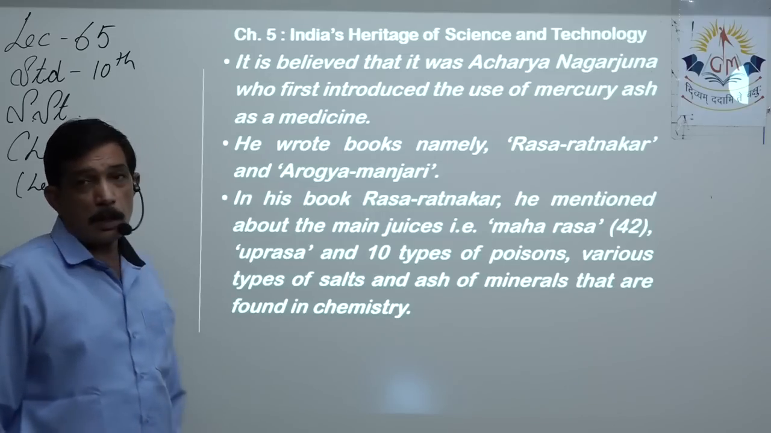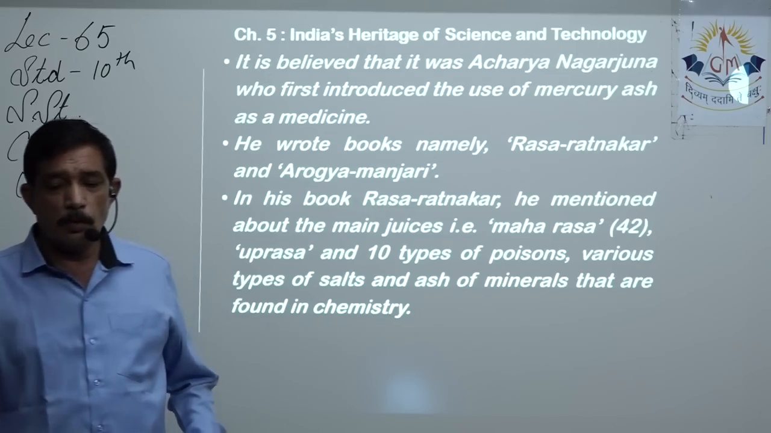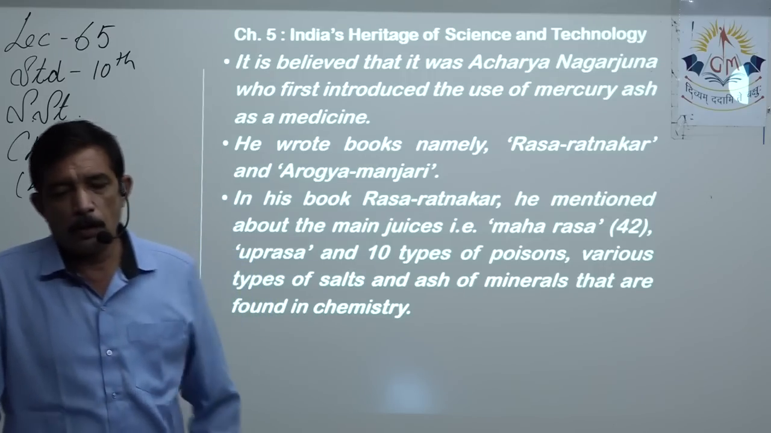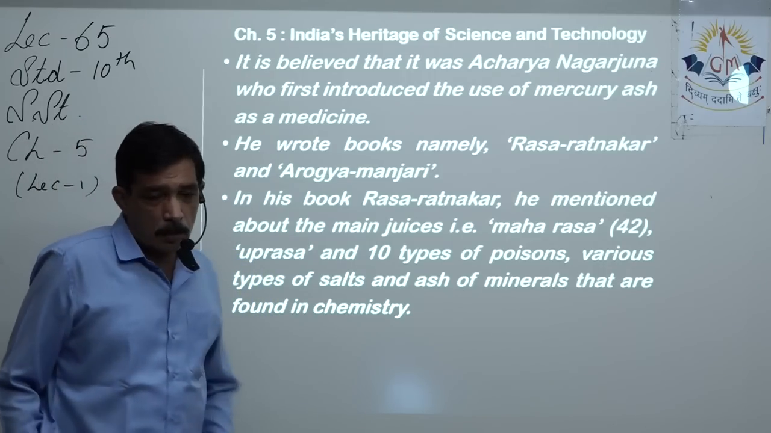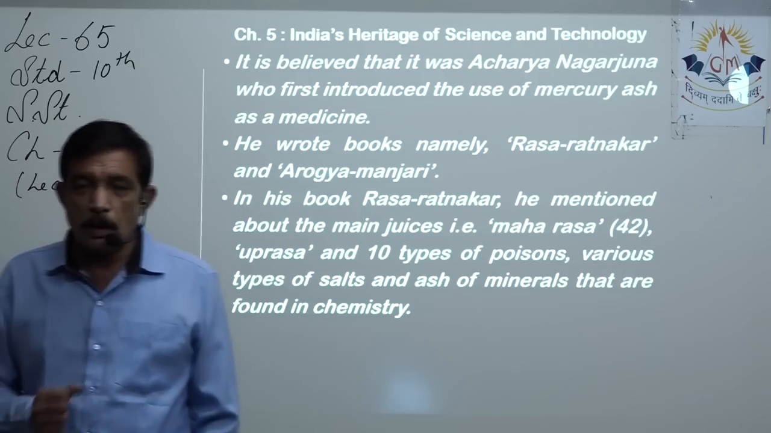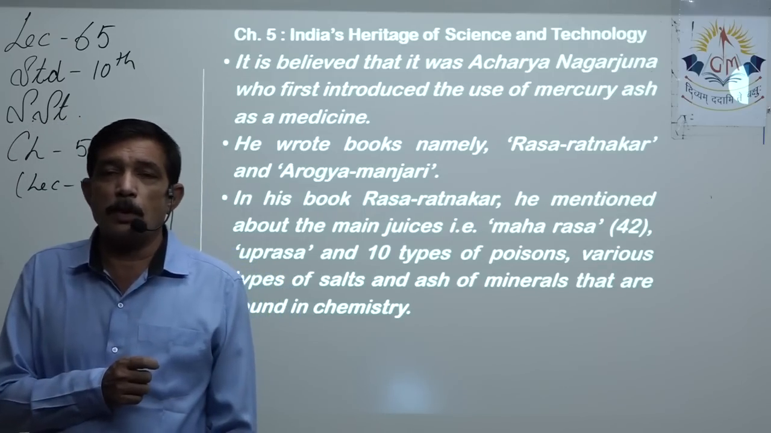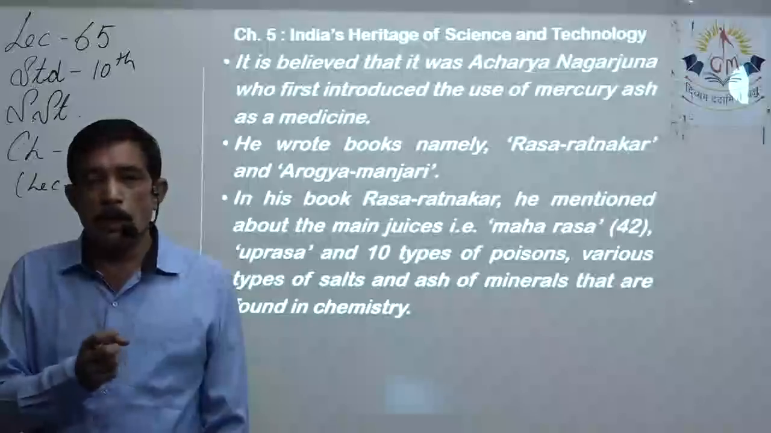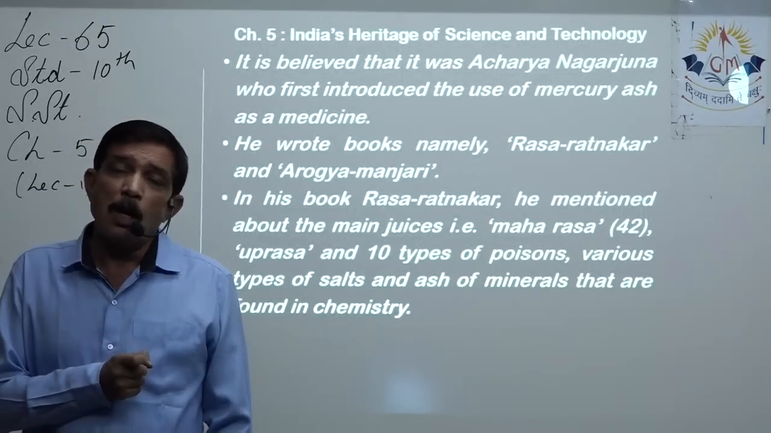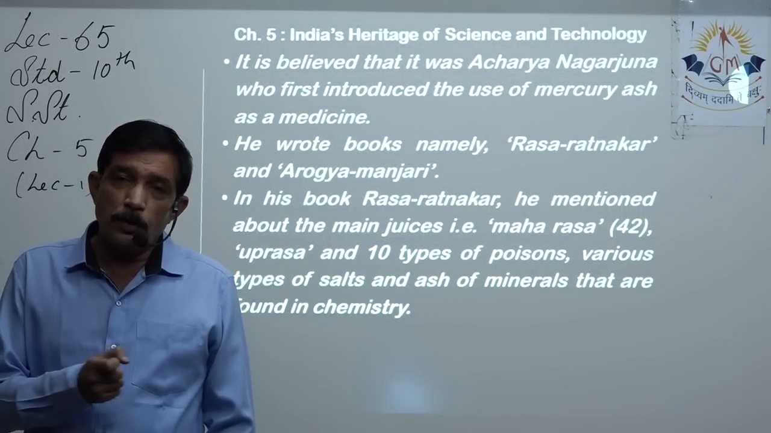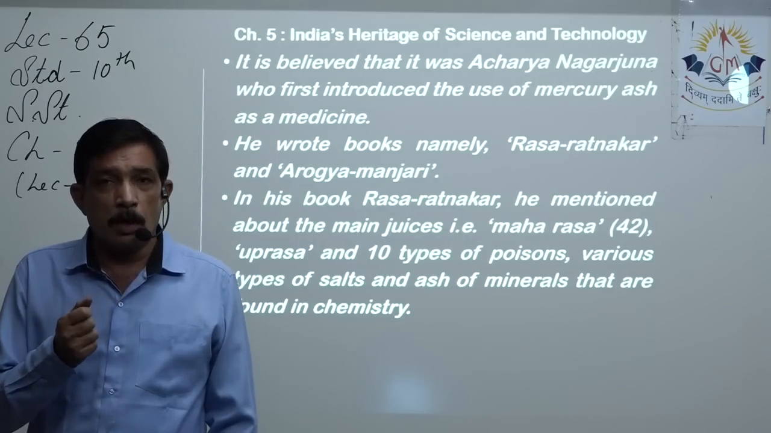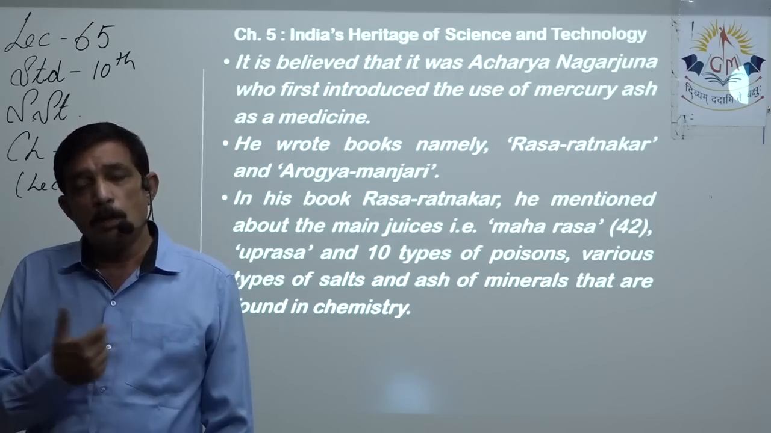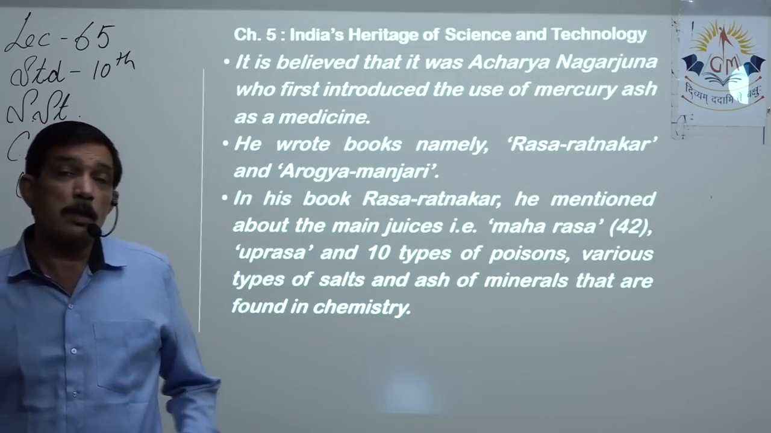He has written two books, namely Ras Ratnakara and Arogya Manjari. Rasa means juice, but we say ras. Ras is the extract of, say, a fruit, what we call juice, right? So ras is an extract of either a fruit or leaves or bark of a tree or roots of a tree, that is called rasa. So, Rasa Ratnakar.